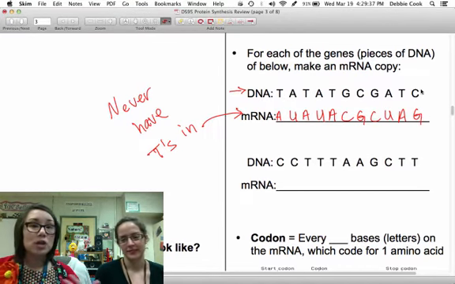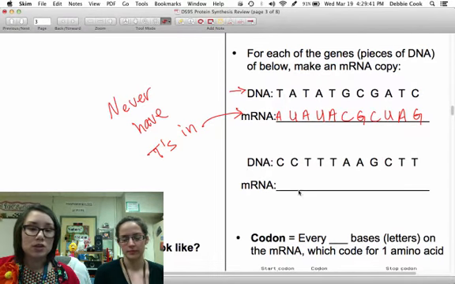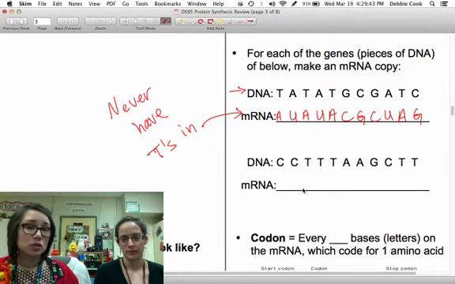Excellent. So now that we've done one side, we want you to take this next DNA molecule and using our principles of transcription, figure out what the other side is going to look like. And when you think you have the right answer, call one of us over to check it for correctness.